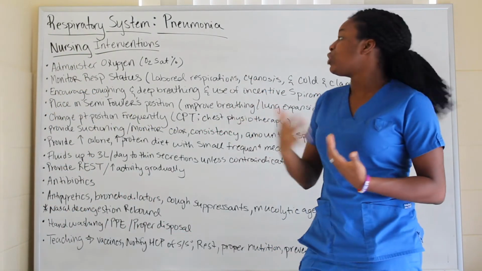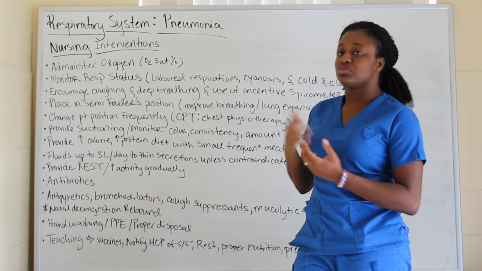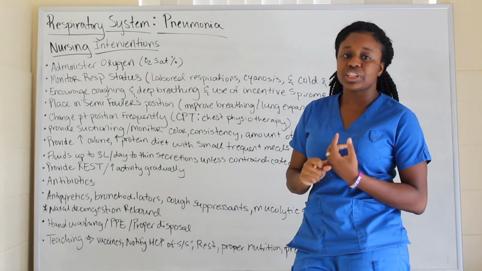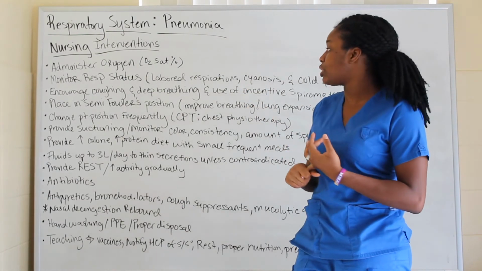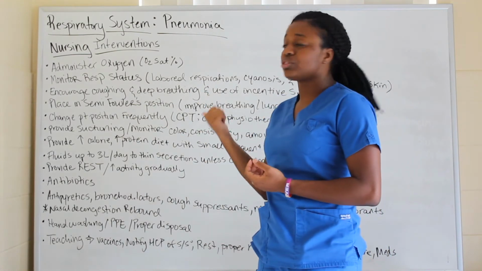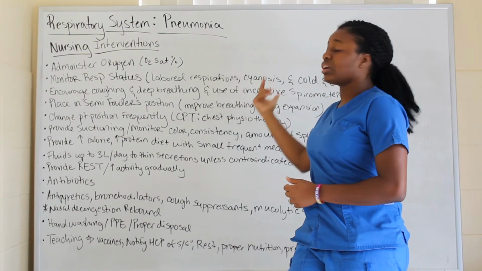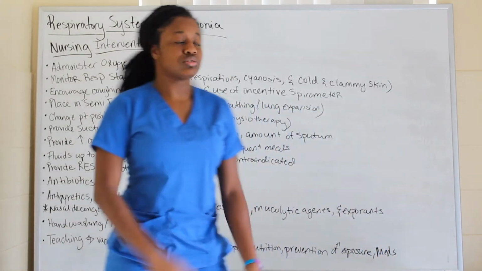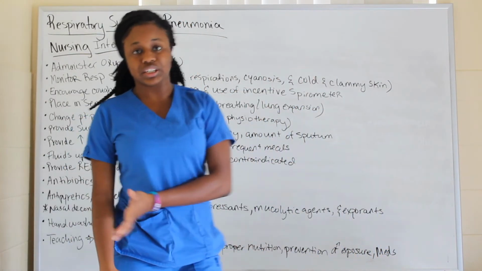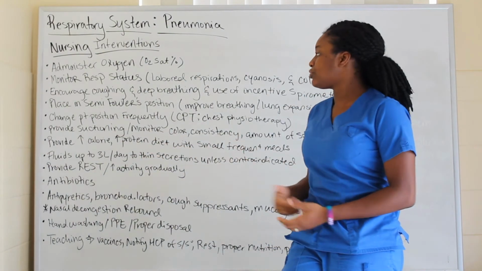All right, and last but not least, our nurse interventions. So again, you want to administer oxygen, and you want to monitor the O2 saturation, make sure that it's 90% and above. You also want to monitor respiratory status, right? Are they having labored breathing? Do they look cyanotic? Do they have cold, clammy skin, right? Those are things you want to monitor for.